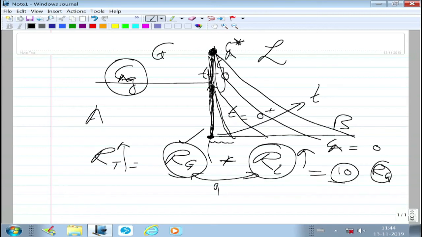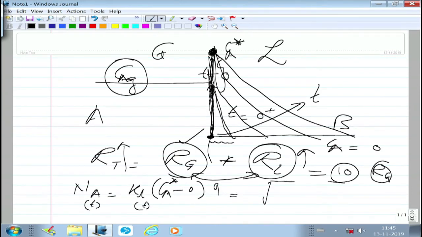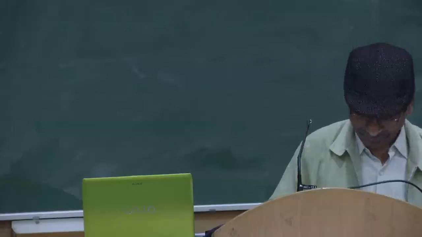Instantaneous mass transfer coefficient, according to the penetration model, will be root of DA by pi t. Average is 2 root DA by pi t. That will be the flux. Instantaneous. Function of time. This is also function of time. And it will be root of DA by pi t into C star minus 0. This is the driving force. This is the rate.